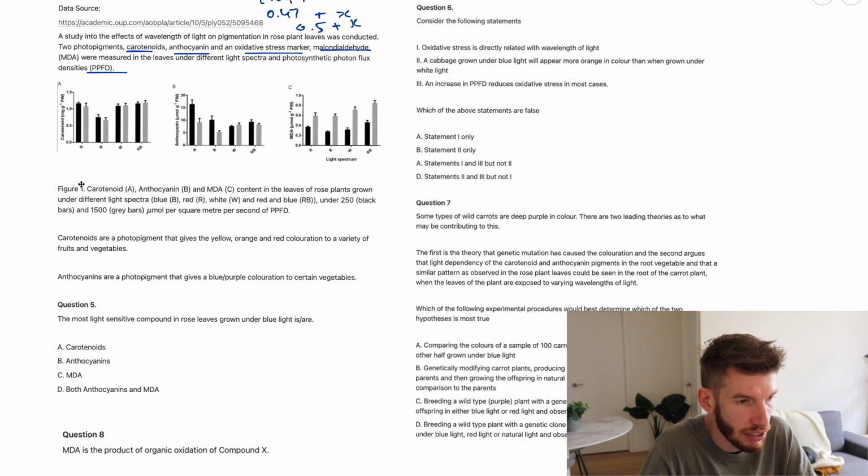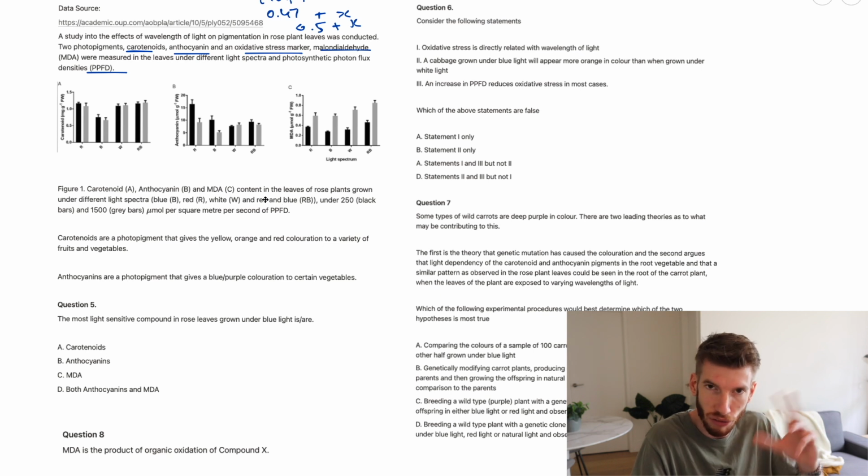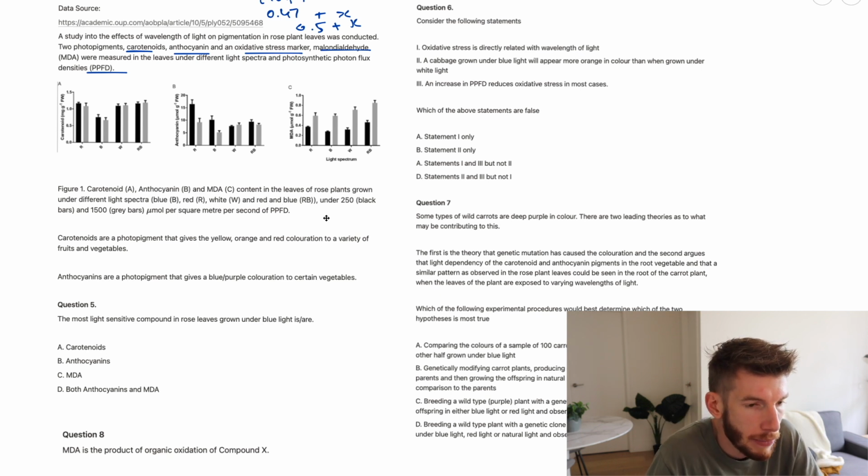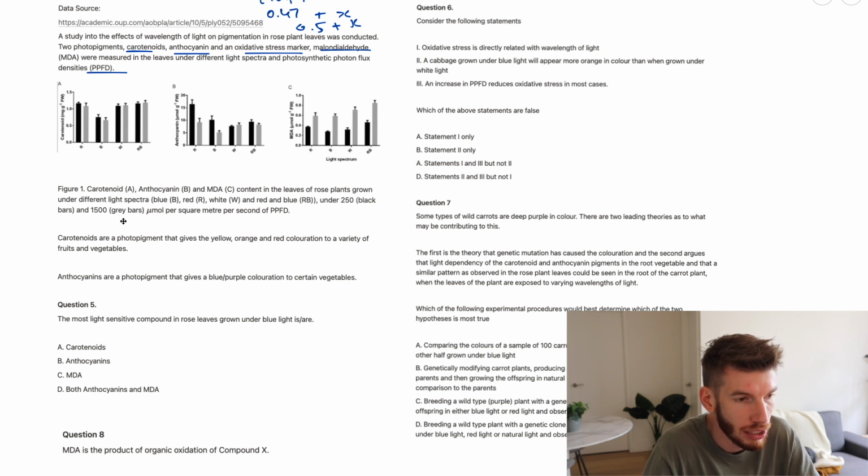Then we've got 3 graphs here and it says carotenoids, which are the A graph, anthocyanin B and MDA-C, content in the leaves of rose plants grown under different light spectra, so blue light, red light, white light, and both blue and red, under 250 and 1500 micromole per square meter of ppfd per second. So it is per square meter per second. So that's kind of confirming what I was thinking before. And then it also says that black bars are the 250, so lower intensities. And then 1500, the gray bar, is the higher intensity.